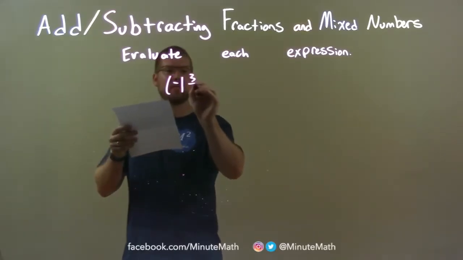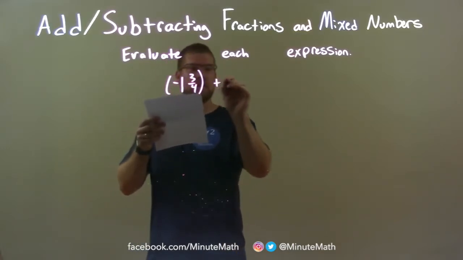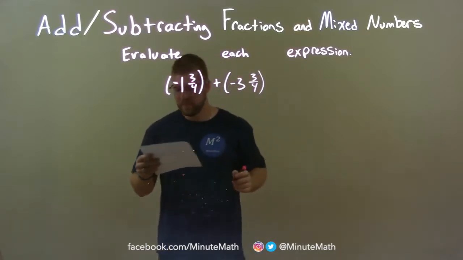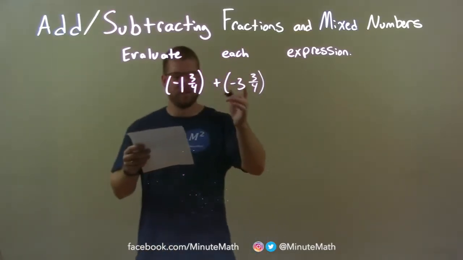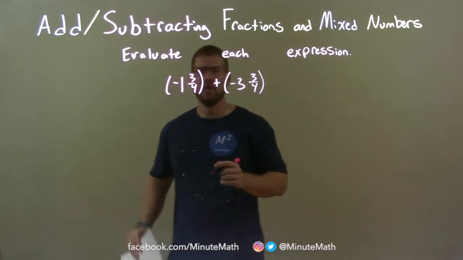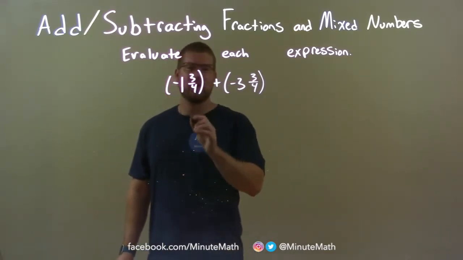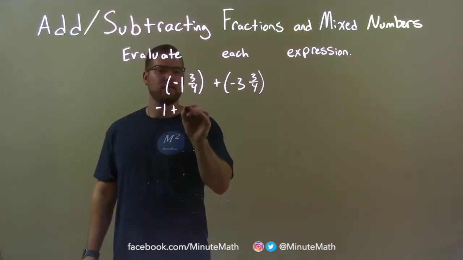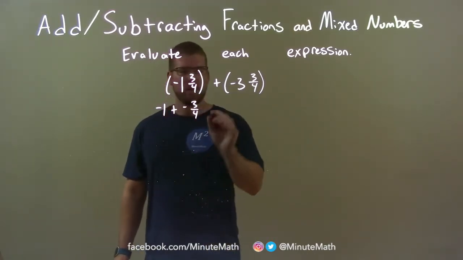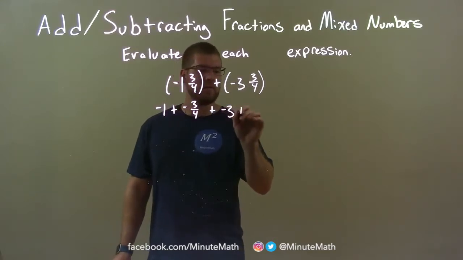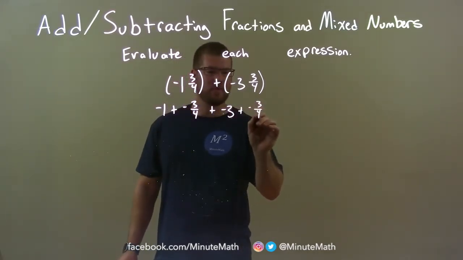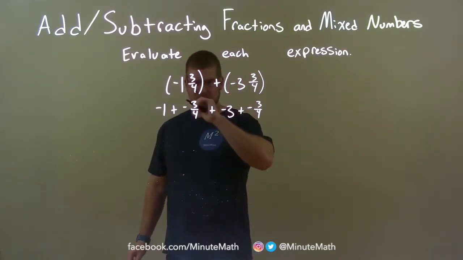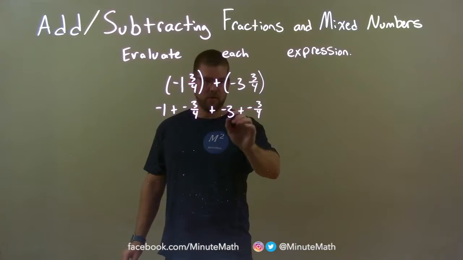Negative 1 and 3/4 plus a negative 3 and 3/4. Okay? So negative 1 and 3/4 plus a negative 3 and 3/4. All right? So I'm going to break these mixed fractions down into a whole number and proper fraction. So negative 1 plus a negative 3/4, then plus a negative 3 plus a negative 3/4 as well. Now make sure you are making the negative go to both parts, the whole number and the fraction.